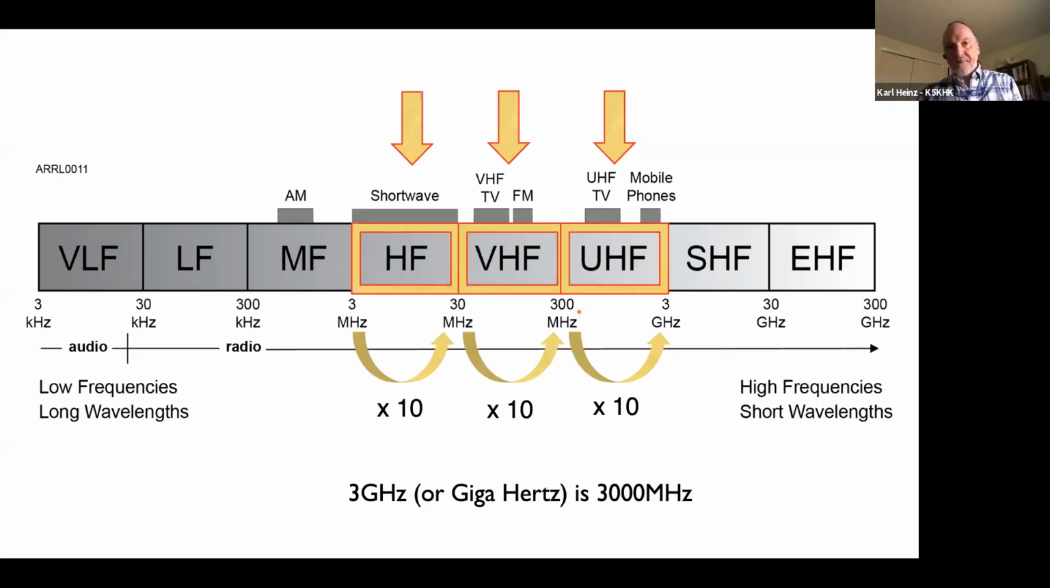So you may have noticed that there's always a factor of 10 involved when we go from the lower boundary to the higher boundary. So 3 megahertz to 30 megahertz is a factor of 10, 30 to 300 megahertz is another factor of 10, and 300 megahertz to 3 gigahertz, same thing again, factor of 10. And that may make it easier to remember those boundaries.